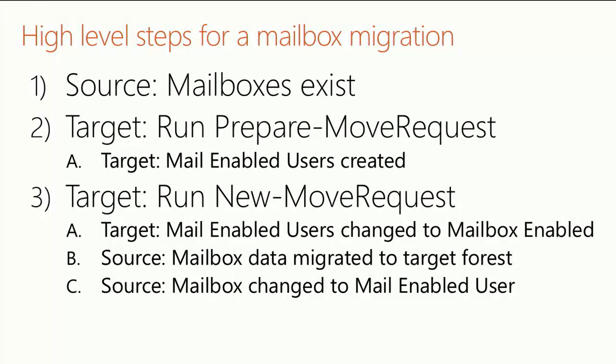It'll create a mail-enabled user for John in Forest B that has an external address pointing back to John in Forest A. So it populates a mail object in Forest B. He'll now show up in the GAL. When you're ready to move his mailbox, this is a cmdlet. This will turn that contact object or mail-enabled user into a mailbox-enabled user and start streaming the mailbox data from the source forest to the target forest. When it gets done, it'll turn John's mailbox in the source forest back to a mail-enabled user, which will have an external email address pointing to John's mailbox in Forest B.